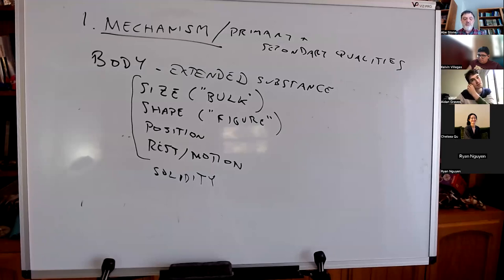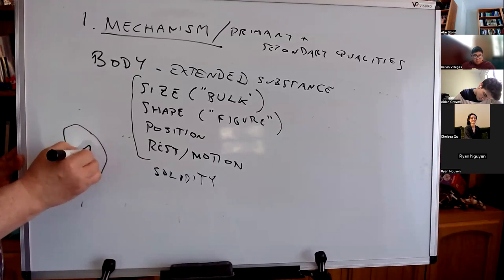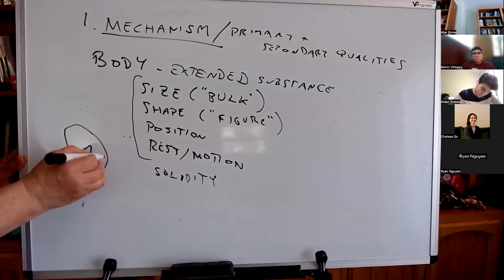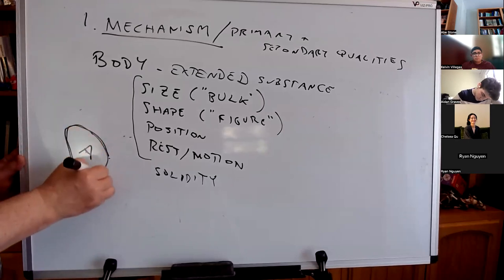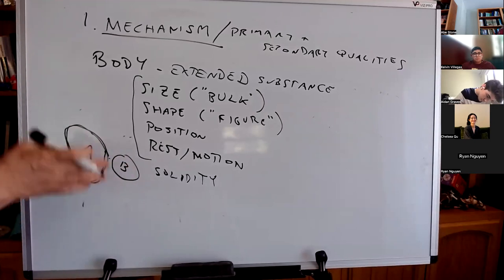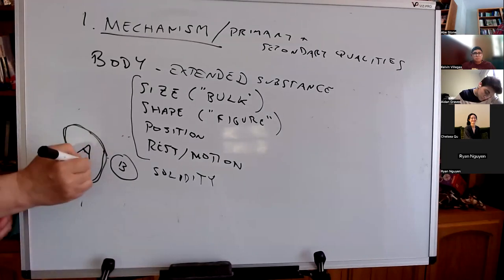And solidity has to do with what it means to take up space. What does it mean to take up some space? Well, it means no other body can be in that space at the same time as it. So body A is taking up exactly the space that other bodies can't be in while A is there. So if A is here in this position now, another body B can't move in here unless A moves. As long as A remains where it was, this other body can't go in there.